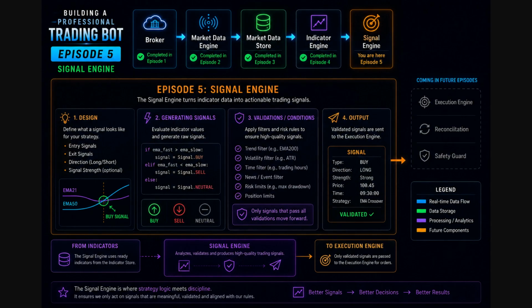We'll generate our first buy and sell signals and then build a series of intelligent filters that prevent the bot from looking for trades when the market conditions simply aren't right. By the end of this episode, our trading bot will make its very first trading decision.